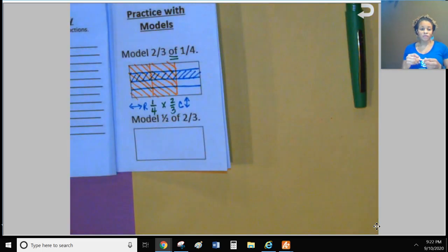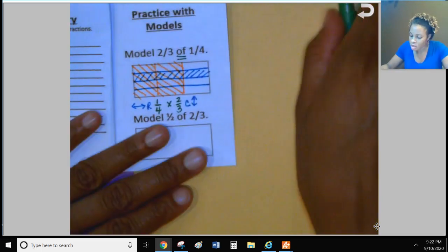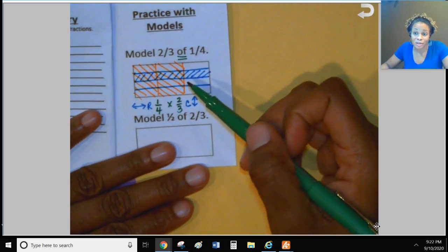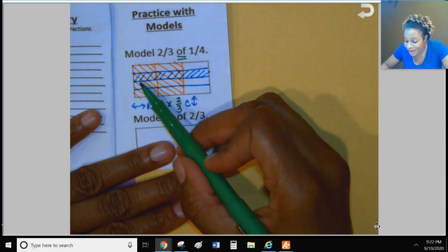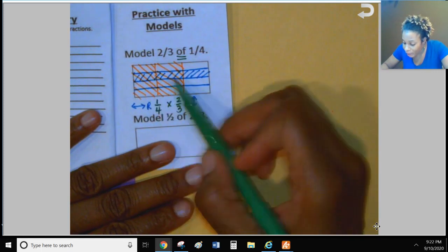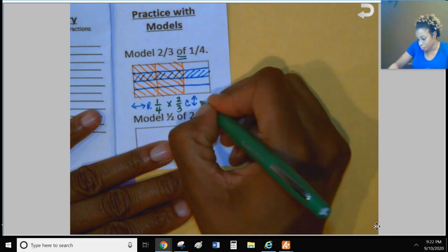So when we're looking for our answer for this problem, what is 2/3 of 1/4? We will be able to find our answer by the boxes that have overlapping shading. So how many boxes have blue and orange? The boxes that have blue and orange would be 2.